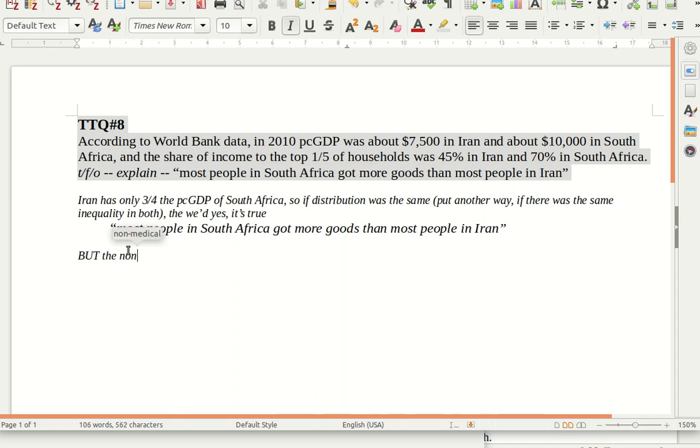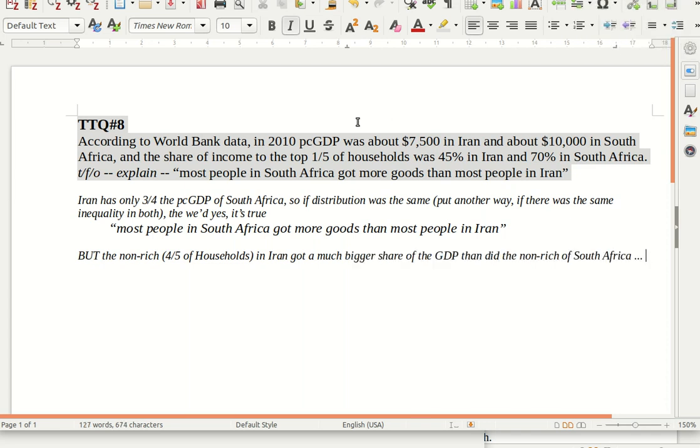The non-rich, 4/5 of households in Iran, got a much bigger share. Let's write it like that. Right? The non-rich in Iran got a much bigger share of the GDP than did the non-rich of South Africa. And here's the key point, star, star, star.